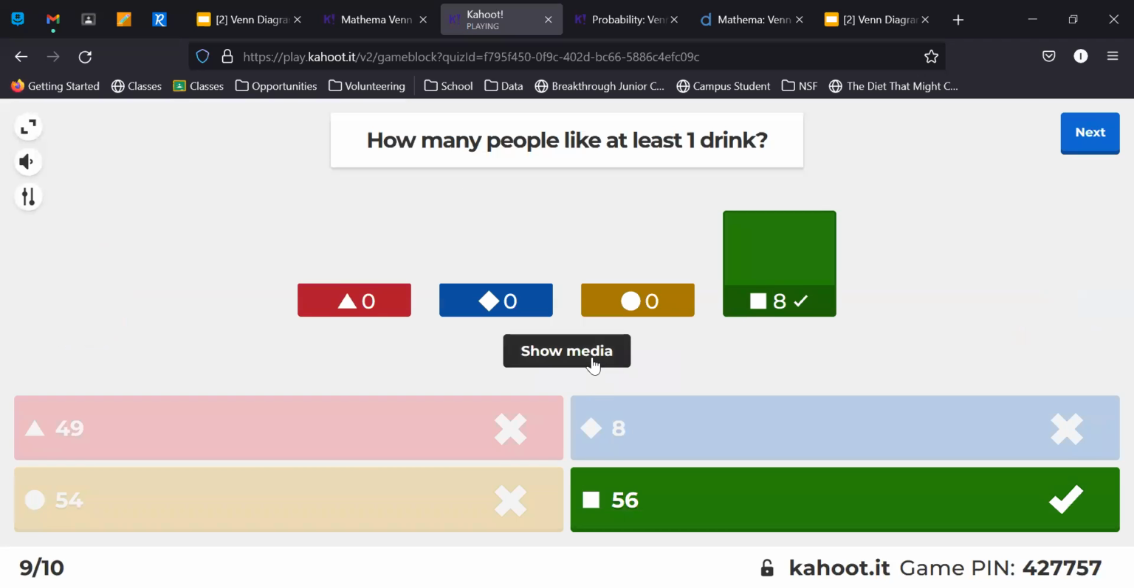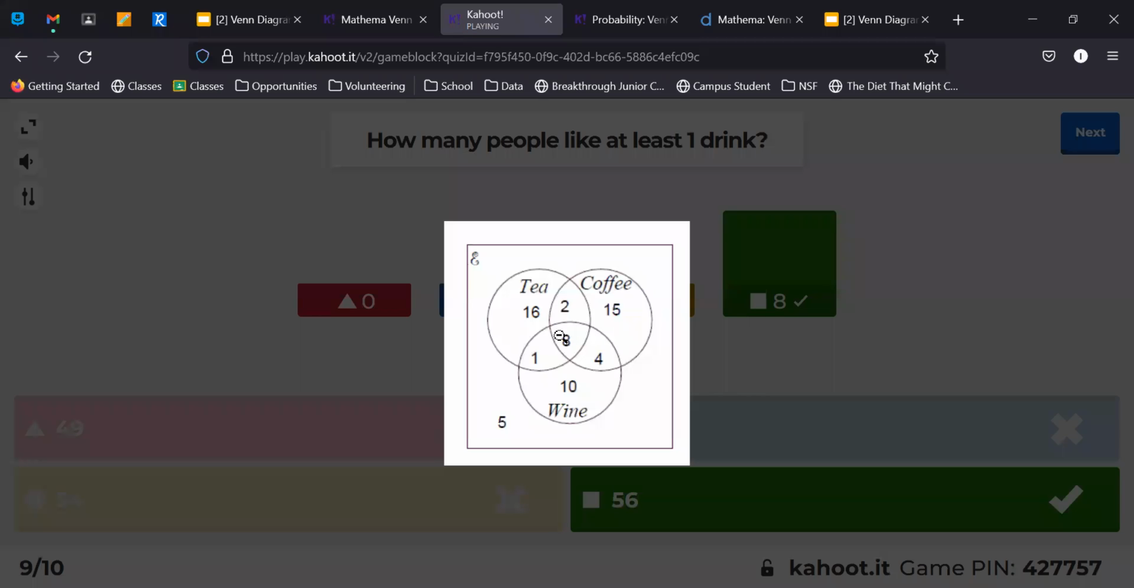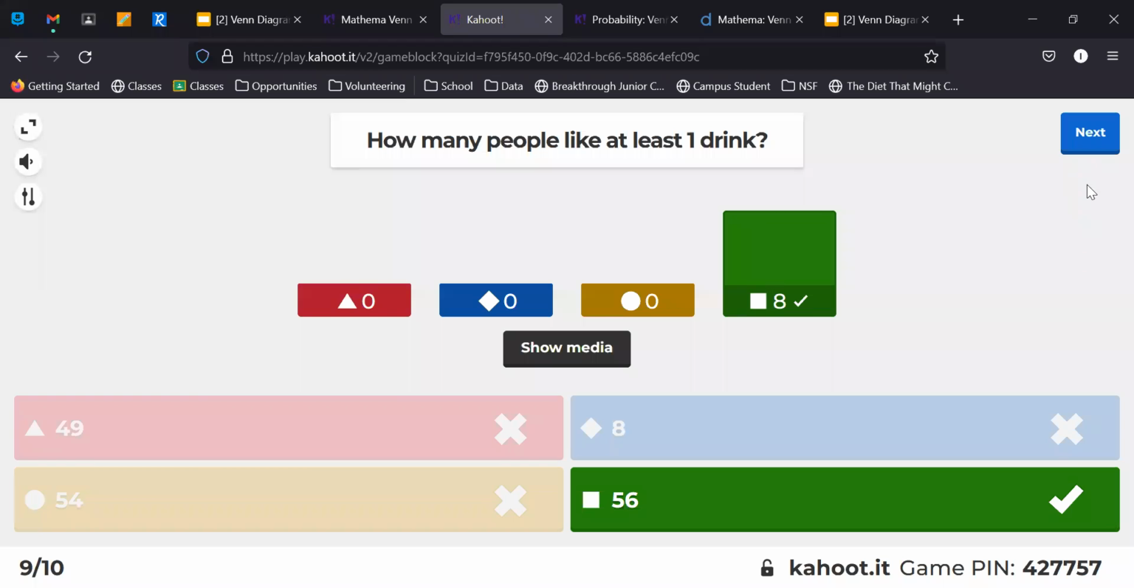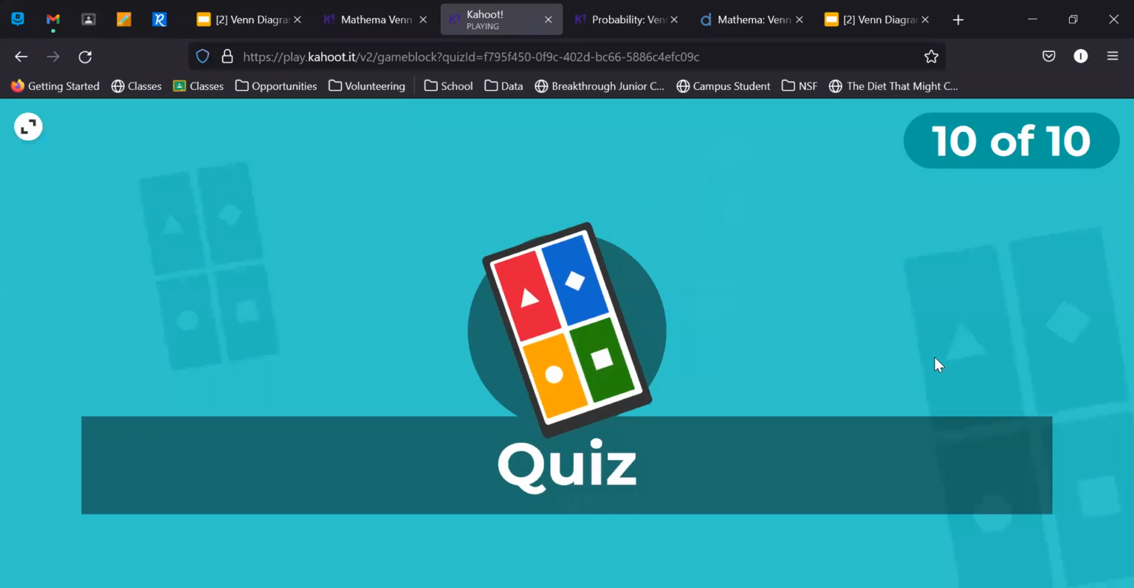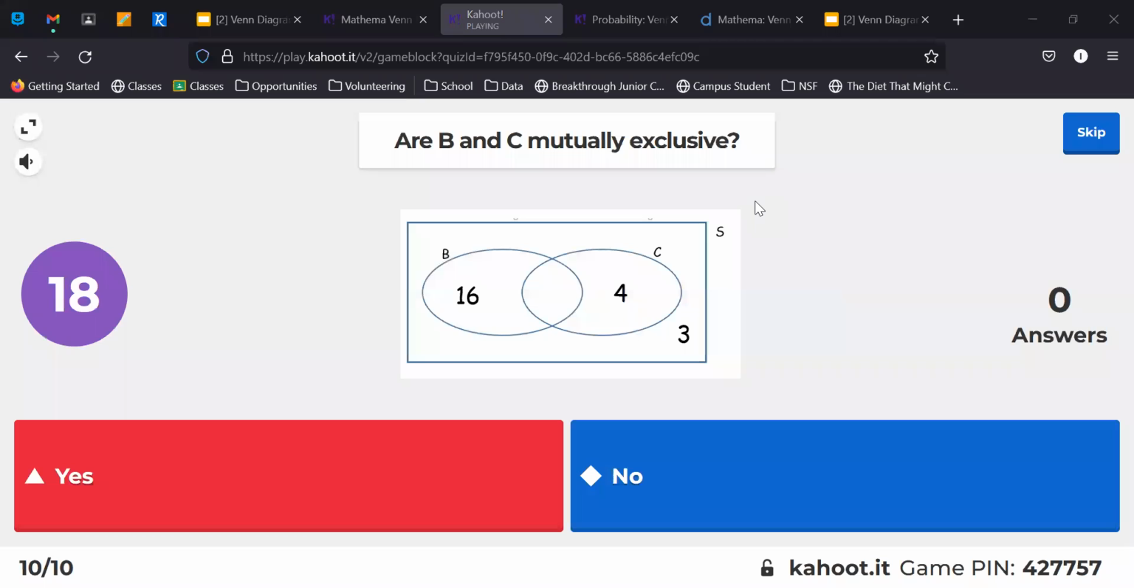Okay, so the number of people who like at least one drink is 56. So 8 plus 2 is 10. 15 plus 1 plus 4 is 20. So 20 plus 10 is 30, plus 10 is 40, plus 16 is 56. So yeah. So this is our last problem, and it's 8 o'clock. So you'll never get to do that easy one.